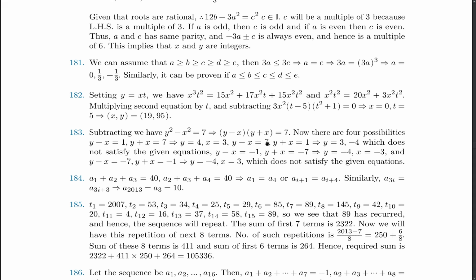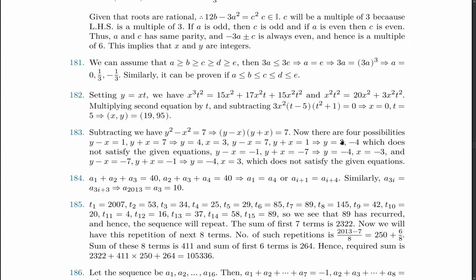And if this is 7 and this is 1, then we add: 7 and 1, 8, 2y, y is equal to 4. And then x becomes, wait. So there are 4 possibilities. Over here y minus x is equal to 1, y plus x is equal to 7. So y is equal to 4 and x is equal to 3. So this becomes 1, this becomes 7. Over here y minus x is equal to 7 and y plus x is equal to 1.